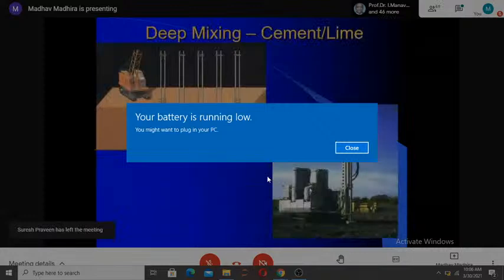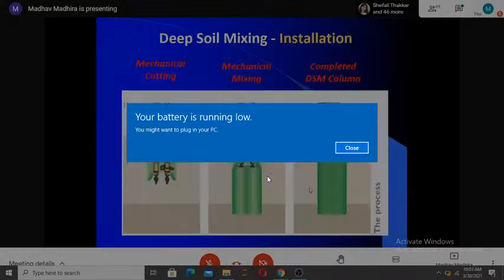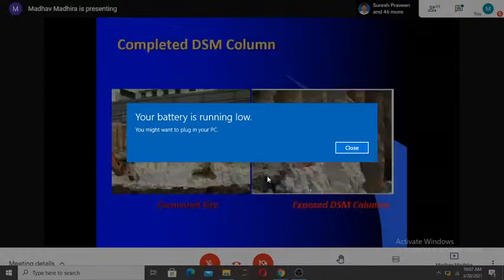Then we go for deep mixing, which is another way you can do if you can inject it. This hasn't come into India popularly or commonly. The equipment is like your starter in the kitchen. The rod is hollow and through it you inject the cement. This deep mixing is a very common technique wherein we can have one or two shafts, soil comes down, the cement comes down and you mix it. So this is the deep soil mixing rig, and this is how the completed columns look.